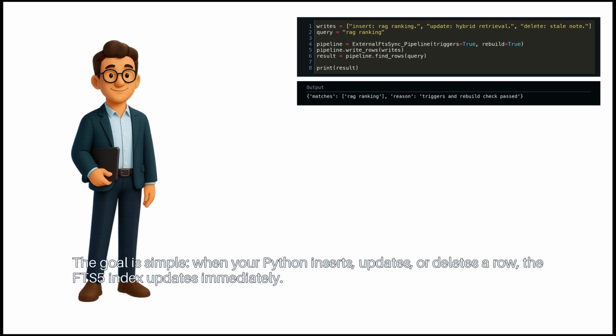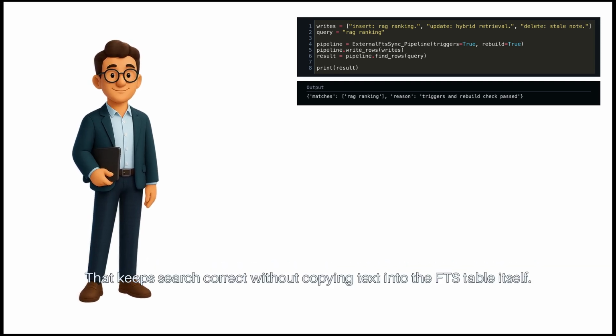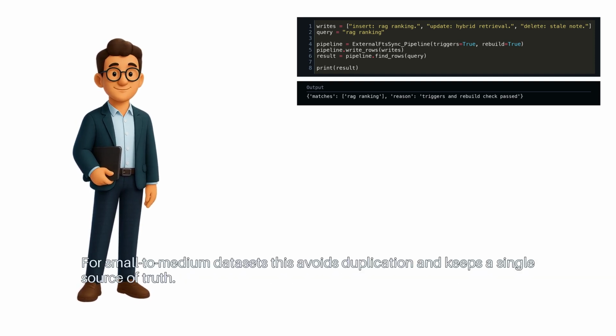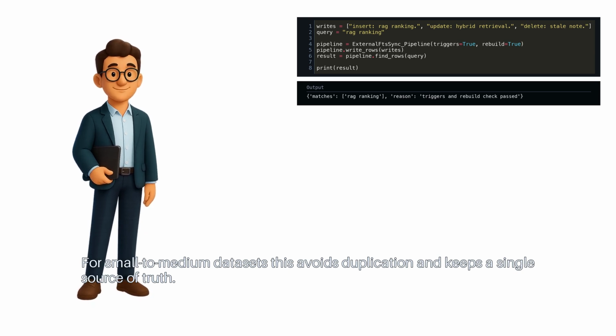The goal is simple. When your Python inserts, updates, or deletes a row, the FTS5 index updates immediately. That keeps search correct without copying text into the FTS table itself. For small to medium datasets, this avoids duplication and keeps a single source of truth.